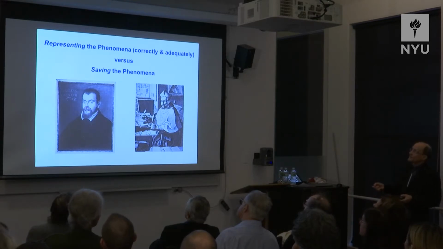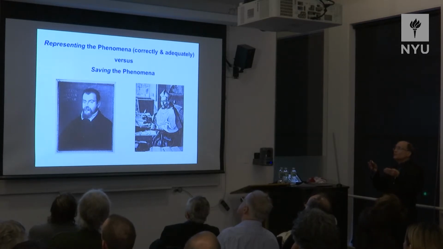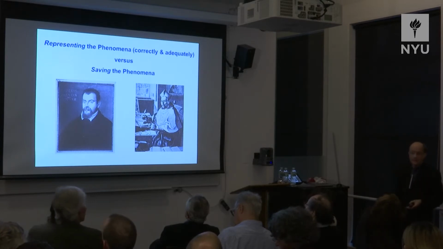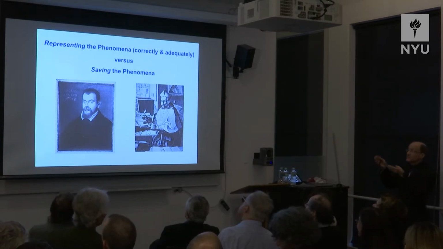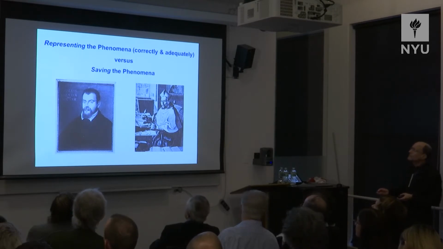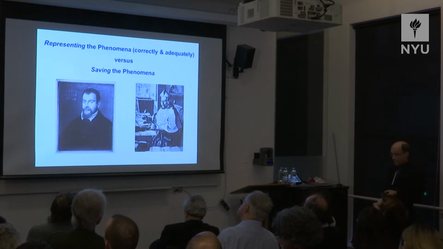And what that's about is saving the phenomena. Bellarmine said to Galileo, if you would only say that the Copernican system is better for saving the phenomena that we observe from our position here on Earth, that's fine. Just don't say the Earth is really moving. Don't say that. It's just saving the phenomena. Okay, so that can't be what Howard means. Right? So what is the difference then between representing the phenomena correctly and adequately versus saving the phenomena?